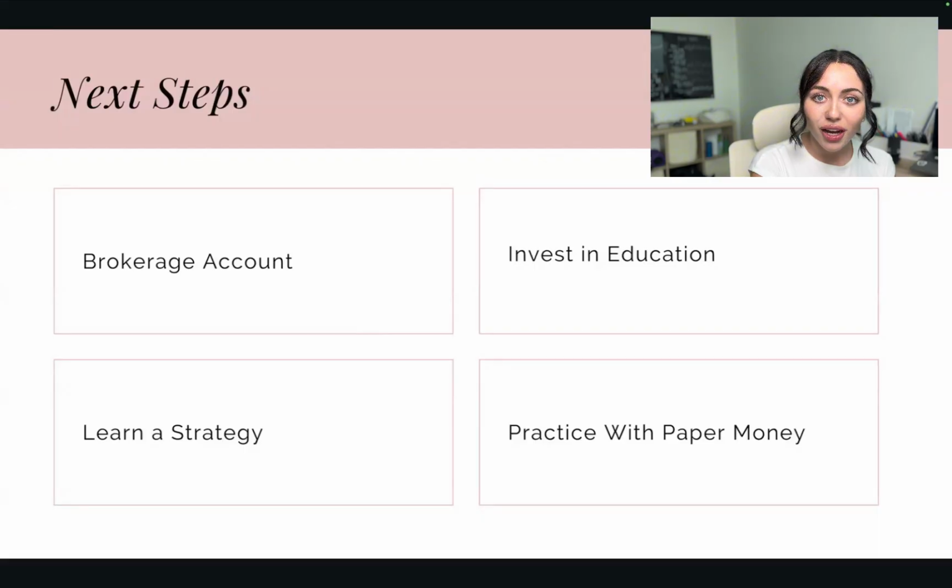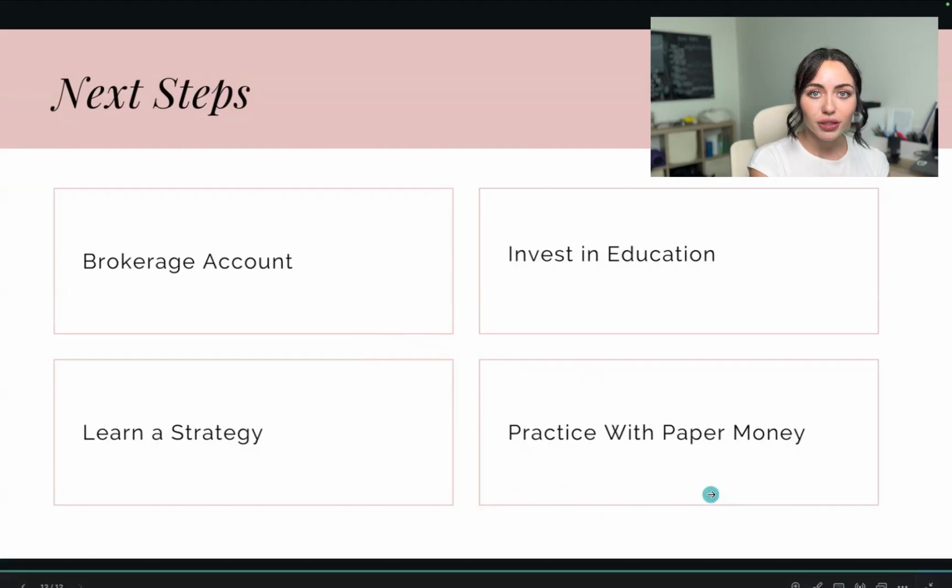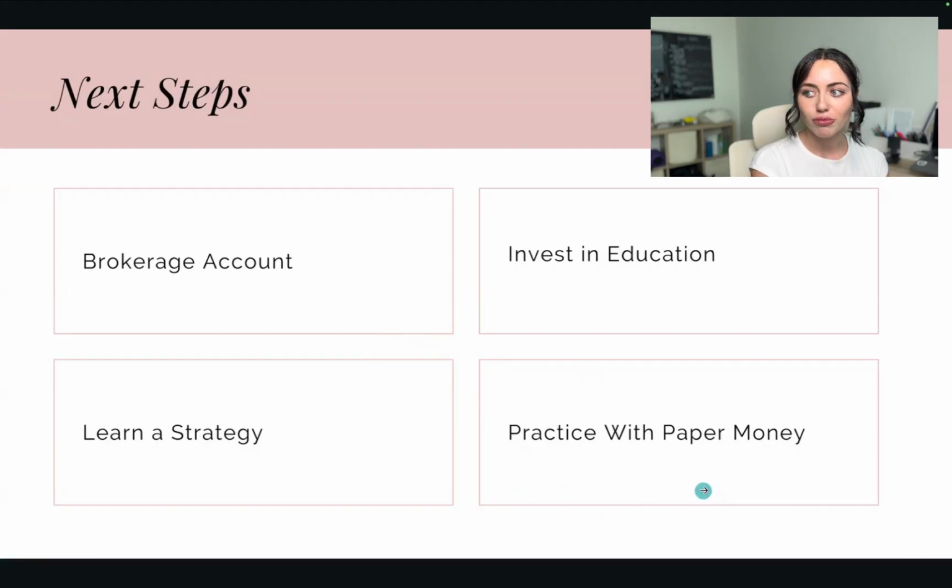Lastly, once you've done all of that, it is time to start practicing with paper money. Trading is so cool because you can start trading and practicing without risking your own money. You can start in a simulated trading environment, which is using paper, play money, and actually taking trades in the real live markets and testing and seeing how it goes without actually risking your money. Once you do well with paper money, that's when you can fund your account with real funds and actually start making real money.